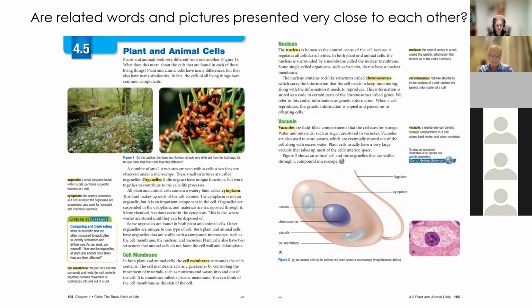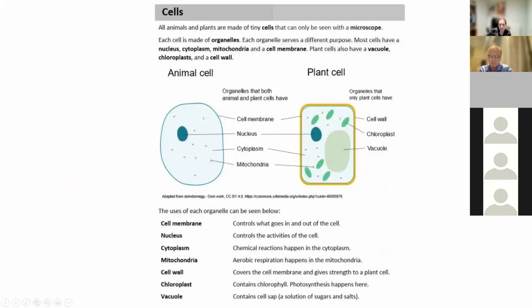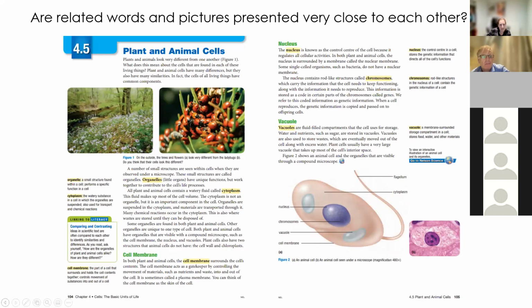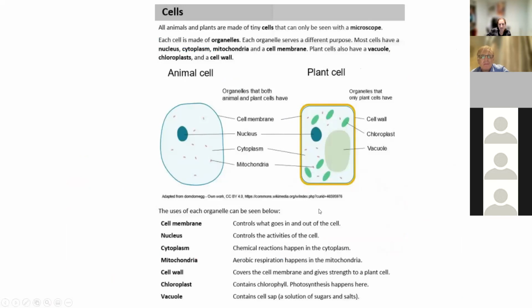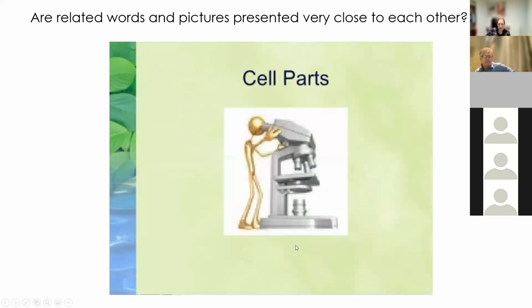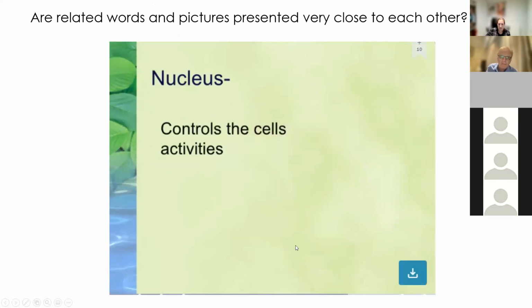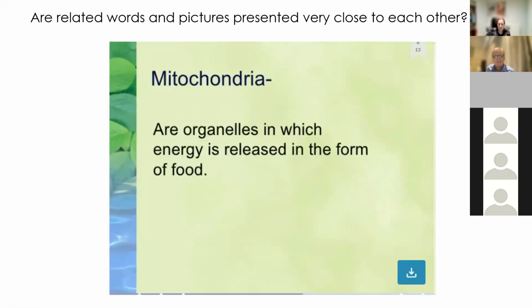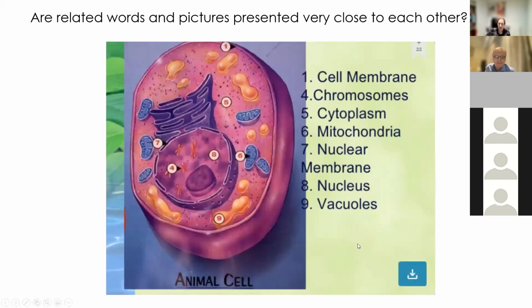This is A. Oh, where's B? Okay, that's C. Okay, we've got B. This is a PowerPoint presentation, so we'll just go through the slides very quickly. Cell parts. Okay, that's the final slide.